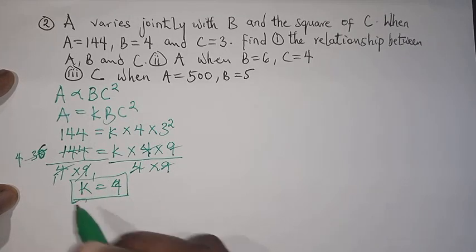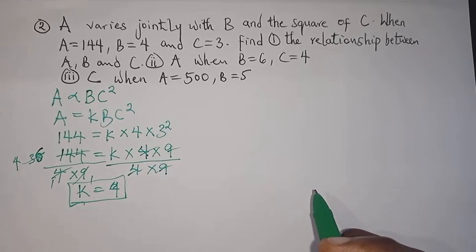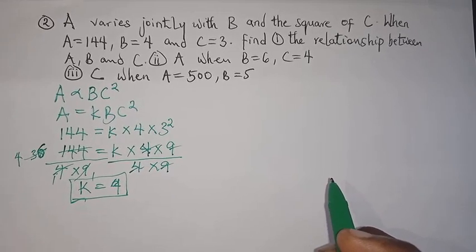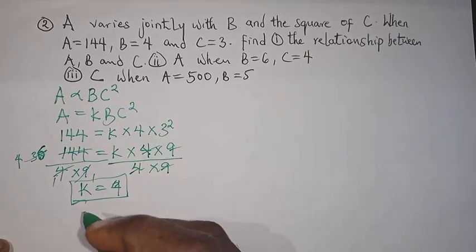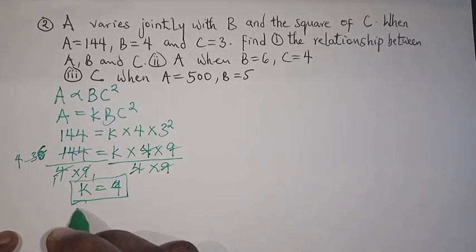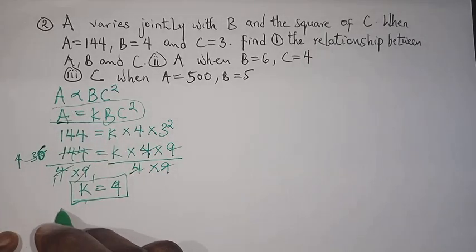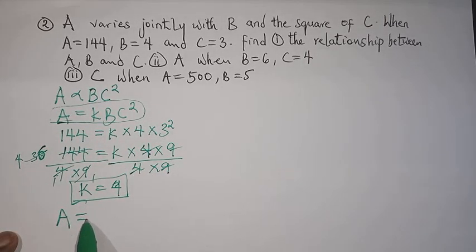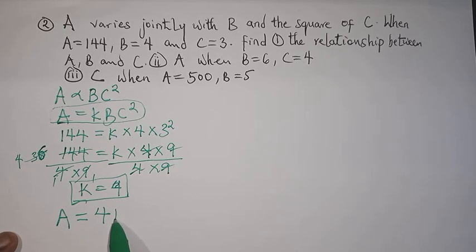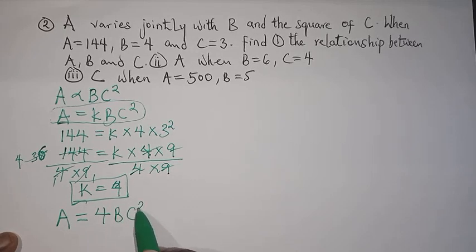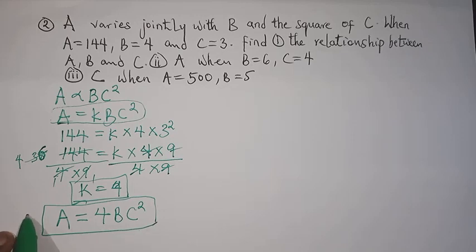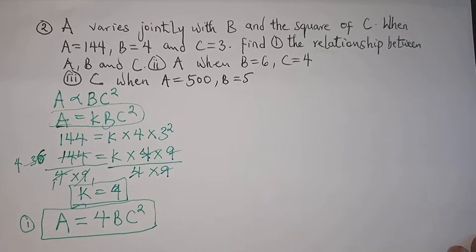So K is 4. Now, we need to write the relationship between A, B, and C. So the relationship between A, B, and C is simply from this: A equals 4BC squared. So that is the first part of the question, the relationship between A, B, and C.